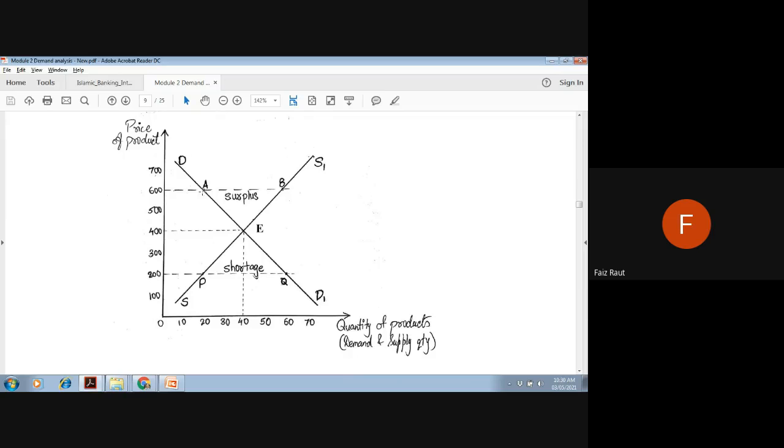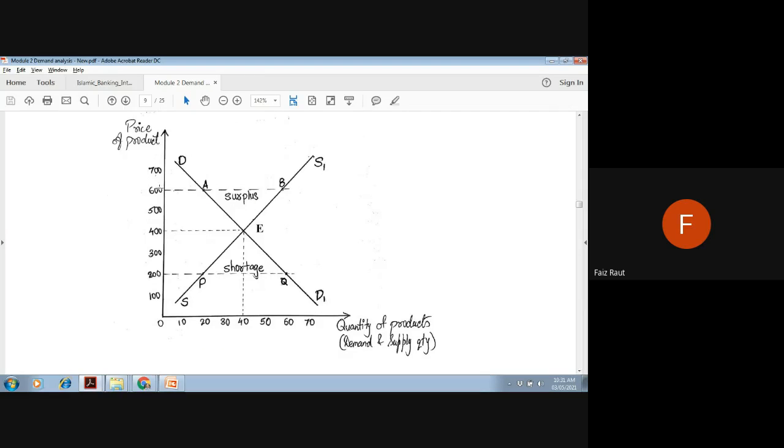Surplus means at point A, my demand is this much, that is 20. ठीक है, 20 products का demand है at point A. The price of that product is 600. So my demand from 40 has been reduced to 20. It was 40 initially, my demand at 400. Now the price has increased to 600. So at 600, the quantity of demand is only 20.